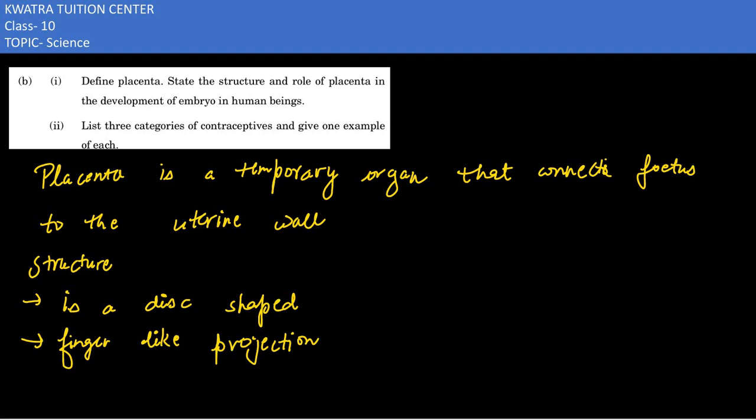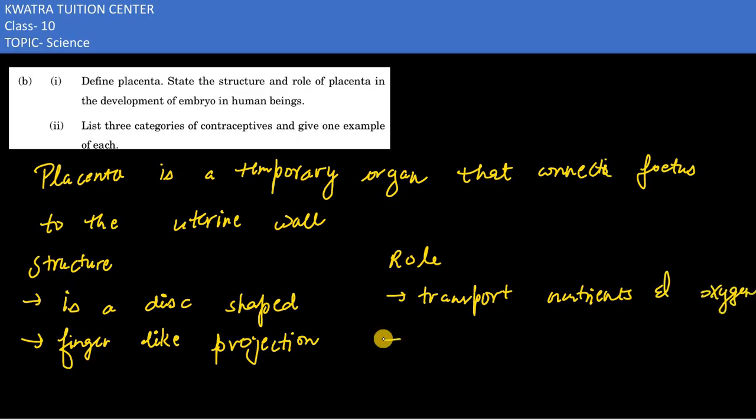And then they are asking you about the role. So it would be providing nutrition and respiration. It would be providing excretion, यानी remove करता है waste products को. ठीक है? So one of the roles is that it would be transporting nutrients and oxygen as well. Whereas excretion is there. Excretion क्या होता है? It would be removing the waste products such as carbon dioxide and urea to the embryo's blood. ठीक है? So this is what you can write in the first part.